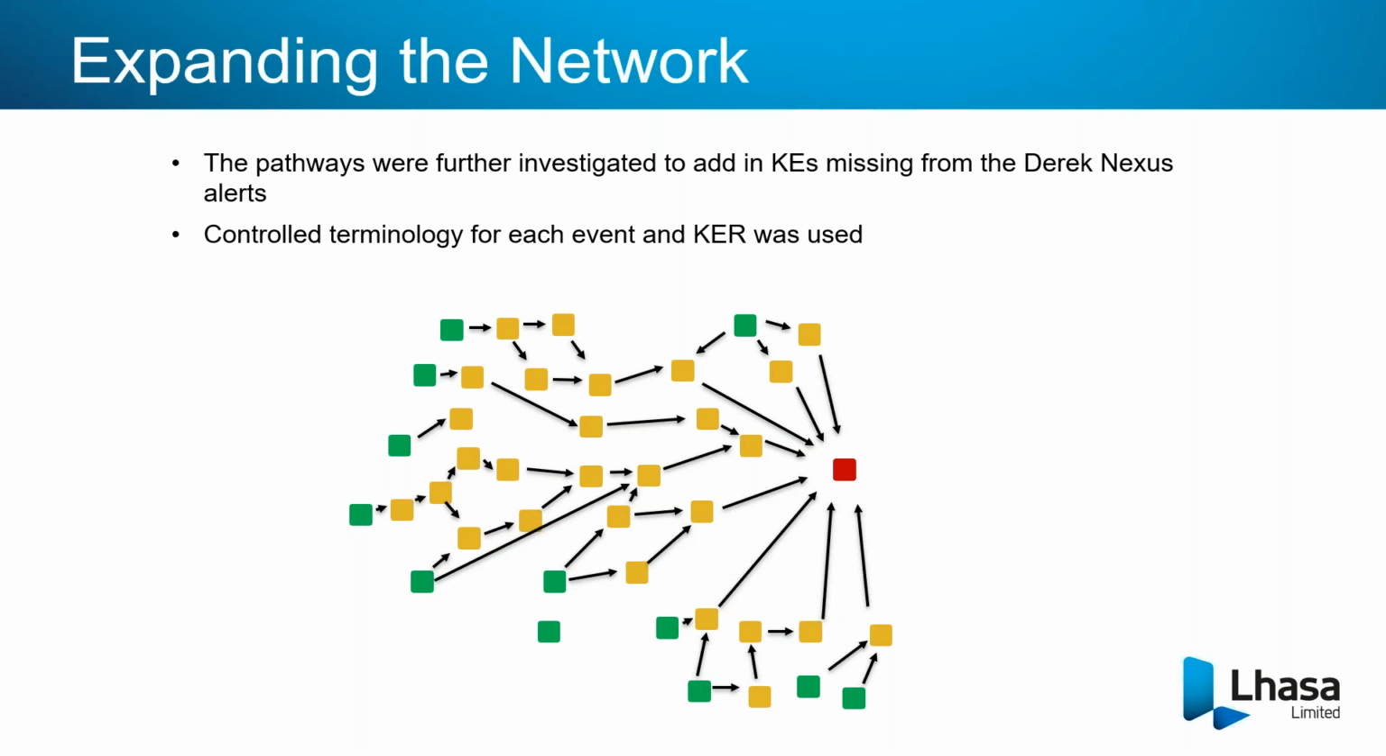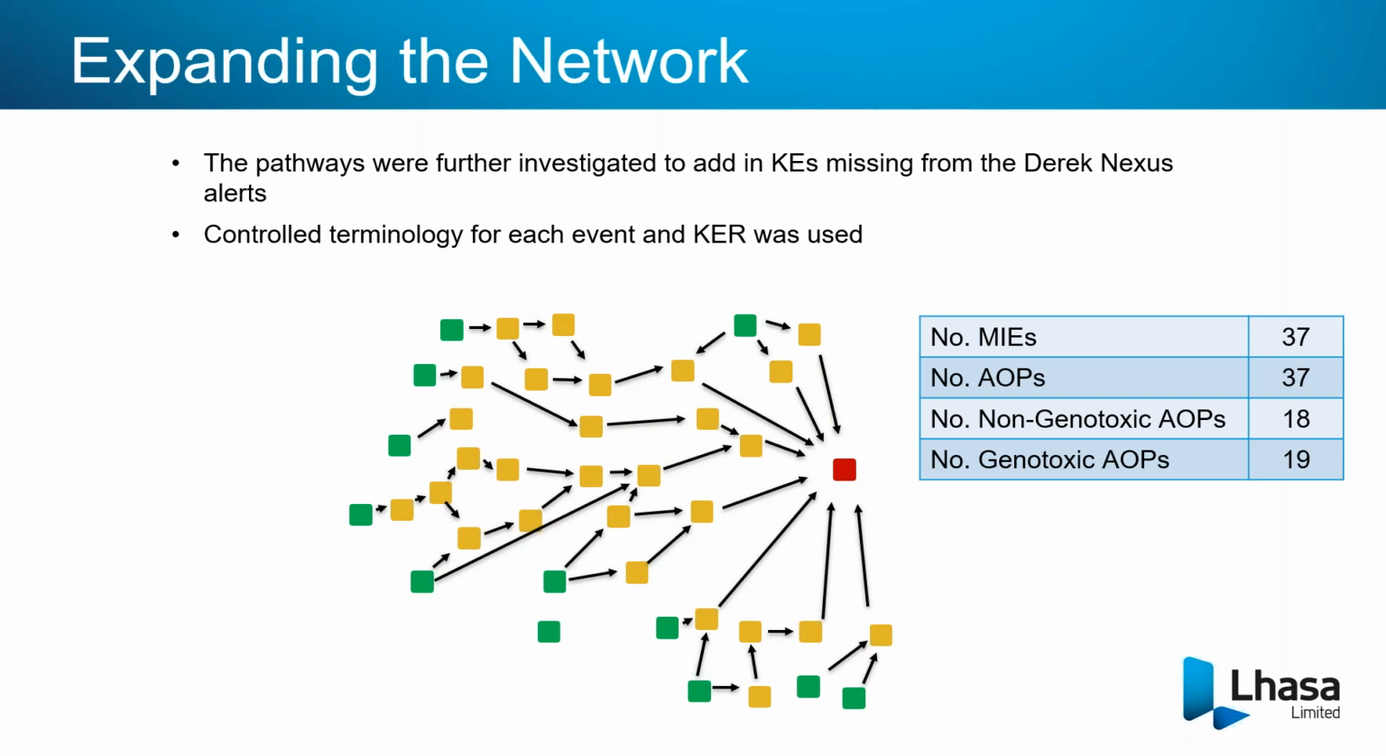So this investigation has significantly increased the number of pathways and key events in our network. So far, we have 37 MIEs which have been identified, which are associated to 37 AOPs. But the number of pathways is more, as some molecular initiating events associated to the adverse outcome can go via a number of different potential routes. So our current work has provided a network with 19 AOPs associated with genotoxic AOPs and 18 with non-genotoxic CARC AOPs. This network also has the potential to be expanded further using additional sources. Derek is a decent source, but we can expand this further with additional sources.